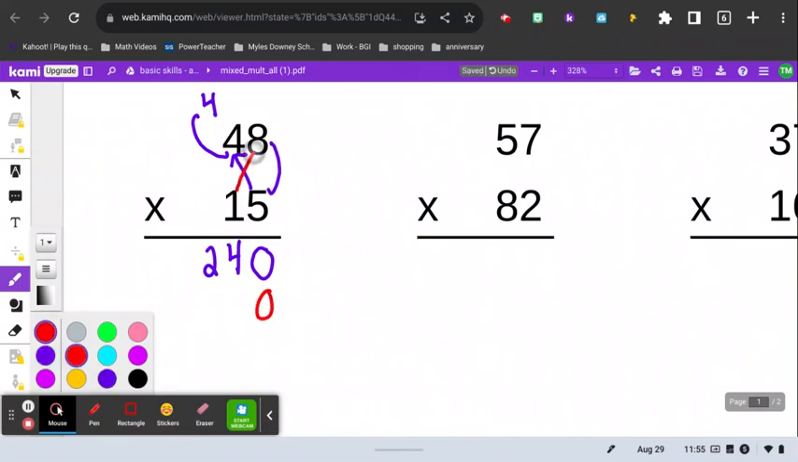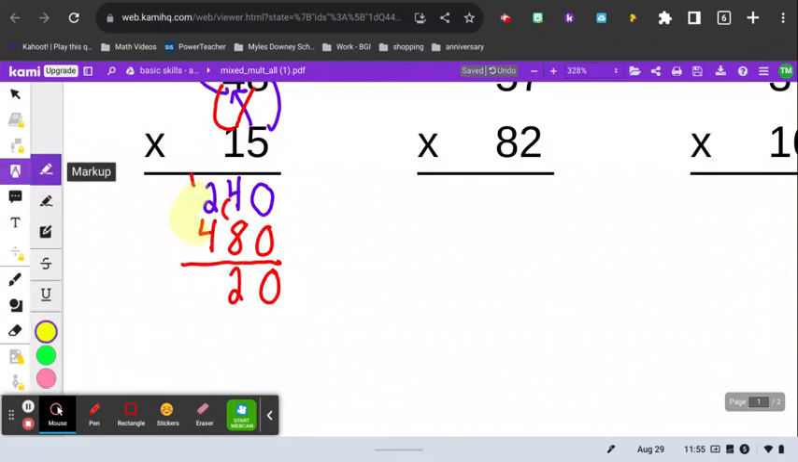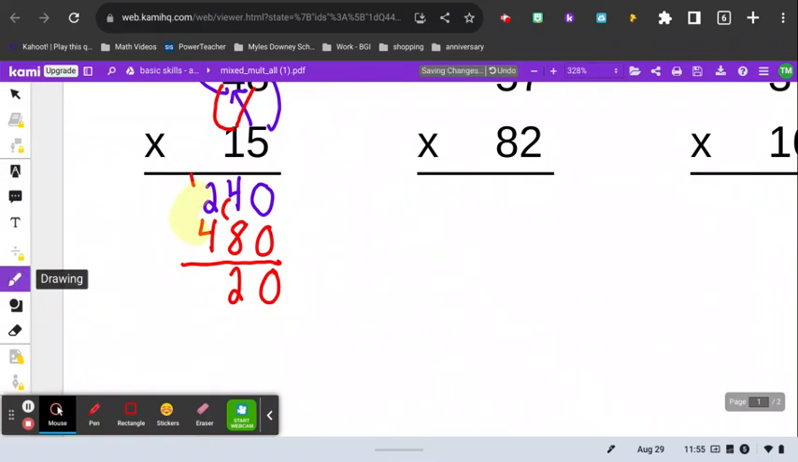Go 1 times 8 is 8. 1 times 4 is 4. Then we add. 0 plus 0 is 0. 4 plus 8 is 12. 4 plus 2 is 6. Plus the 1 is 7. So 720.